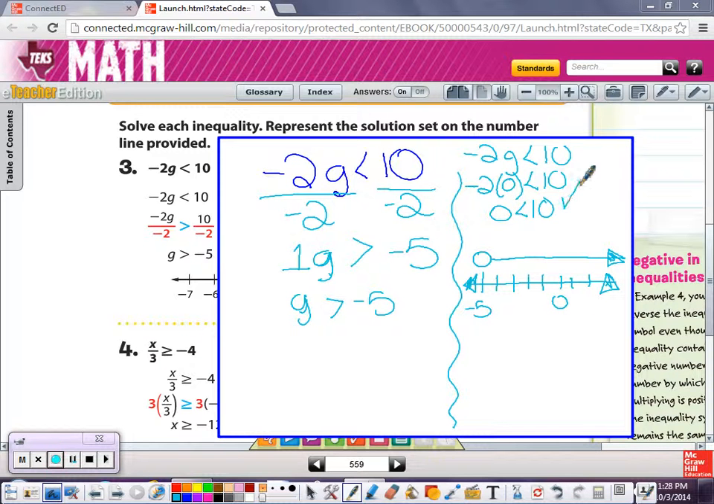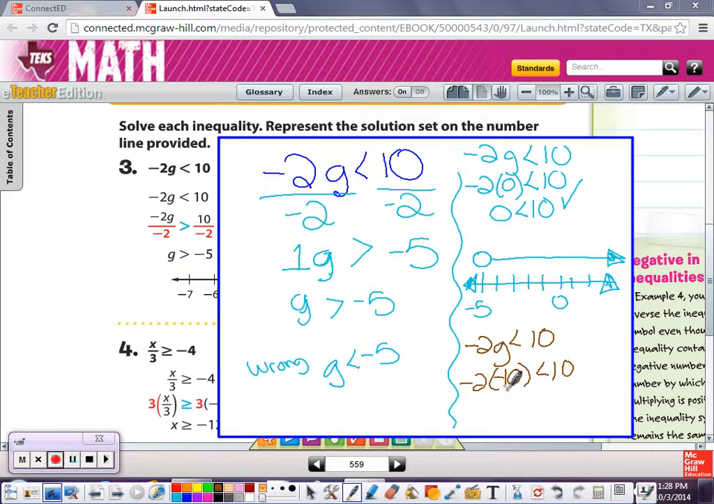Yes, that's correct. But let's say you made the mistake and didn't turn the symbol around. You would have ended up with the wrong answer of this. G is less than negative 5. You may not think it's a big deal, but let's try it. Let's say I picked a number that's smaller than negative 5, like way down here at negative 10. So I'll try in a different color to solve this exact same inequality again. But this time I'm going to plug in a negative 10. Negative 2 times negative 10 is less than 10.